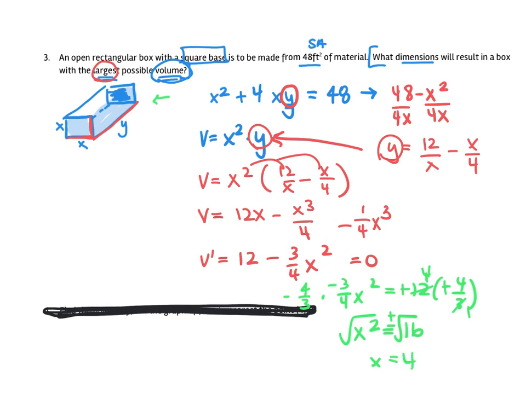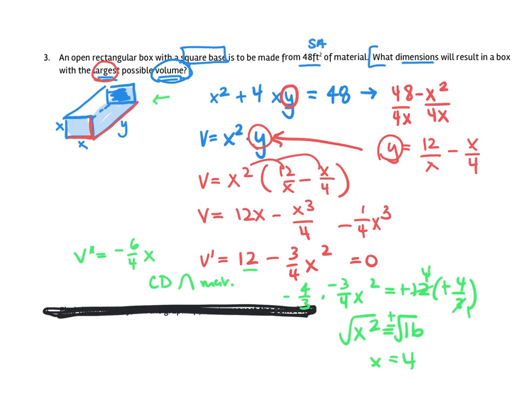Now I need to make sure that this is definitely a maximum, so I'm going to find the second derivative. So V double prime, that 12 goes away. Right here I get negative 6/4, which could be reduced, times x. And when I plug in that value of 4, what I get is a negative value. And if it's negative, it's concave down, and that results in a max, which it better, because that's what I'm looking for. But you should always check for that. So now I know that 4 is my answer for the x value.